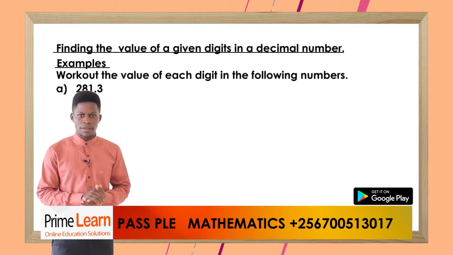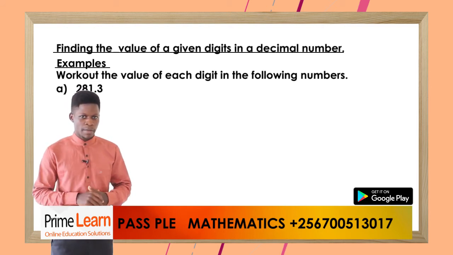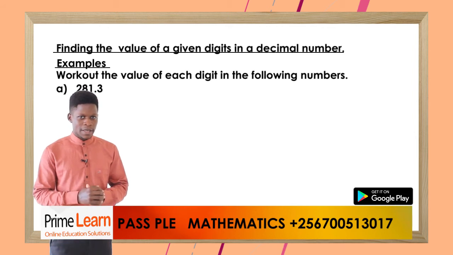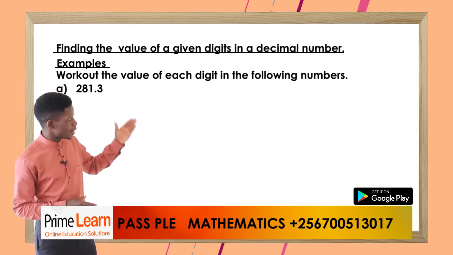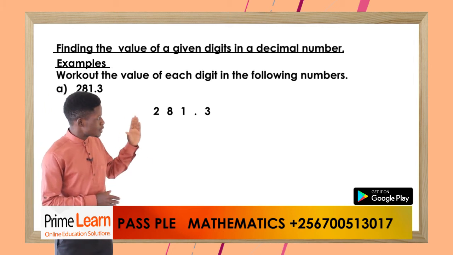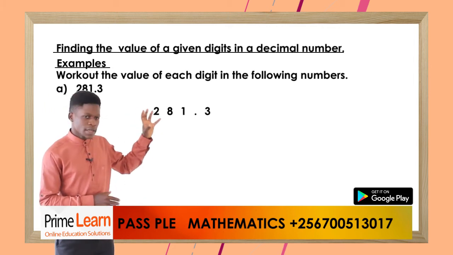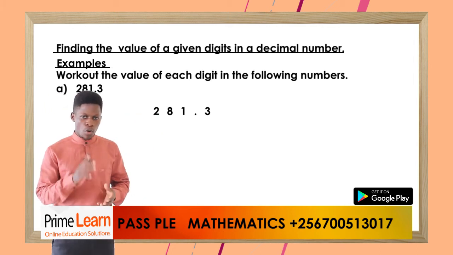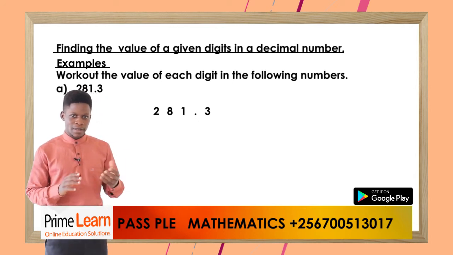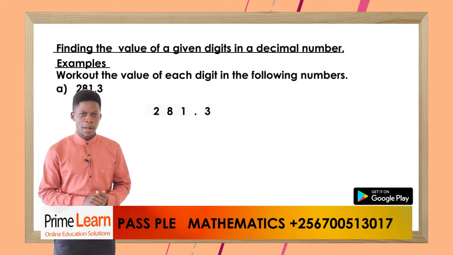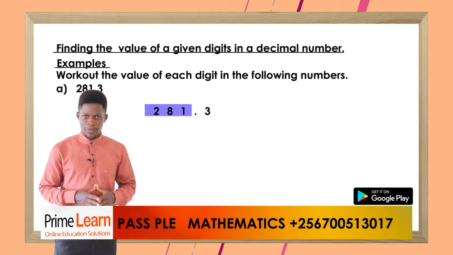How are we going to find the value of each digit? Remember, in this case, we have to know the place value of each digit. So we are going to first write the number again, and after writing this number, we shall indicate the place value of each digit on top of it. We can start from the whole number part.